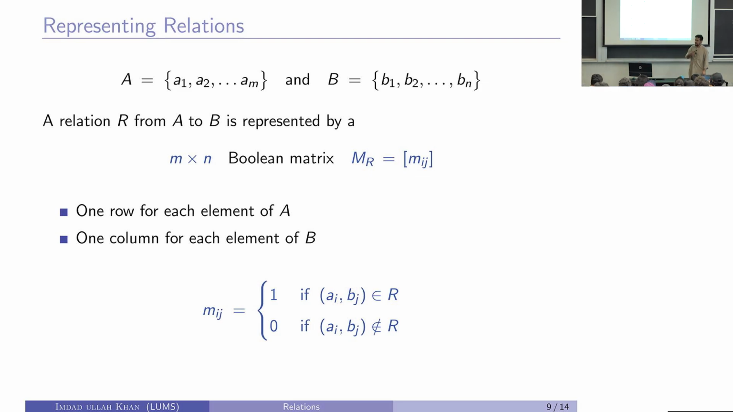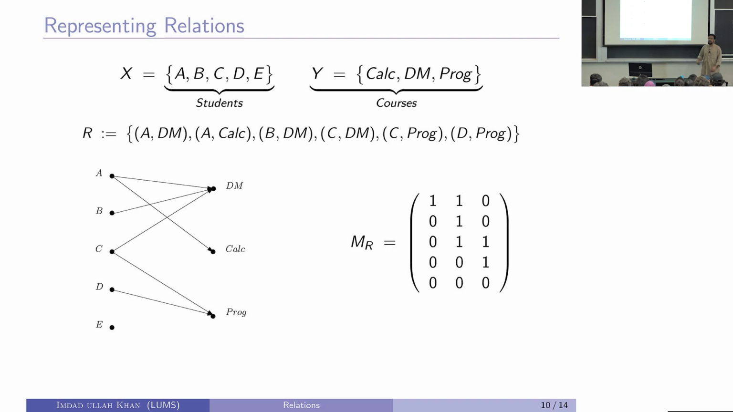Okay? So, here is a good example of this thing. How many elements are there in this relation R? So I have a matrix, the number of elements in X is 5, the number of elements in Y is 3. So I will represent this relation with a 5 by 3 matrix, 5 rows and 3 columns.